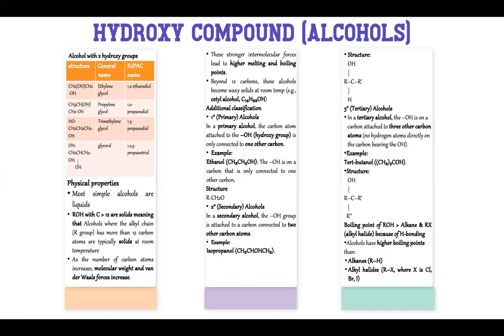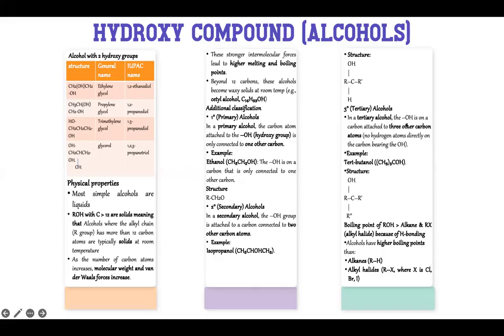And for the secondary alcohol, the -OH group is attached to a carbon connected to two other carbon atoms. Example, isopropanol, CH3-CHOH-CH3, and this is the structure for isopropanol. And then we have the tertiary alcohol.